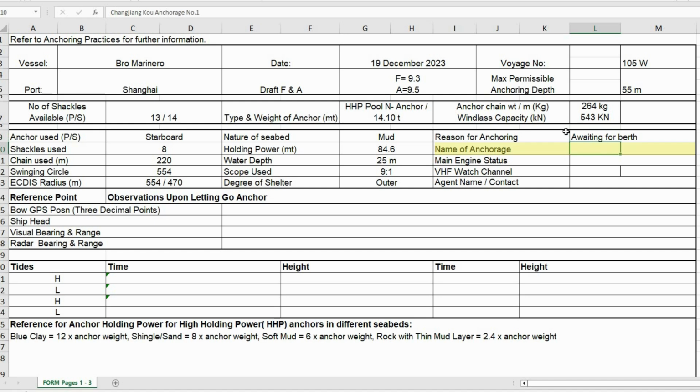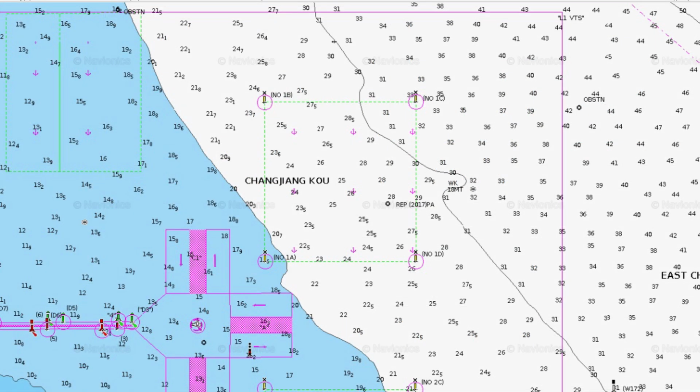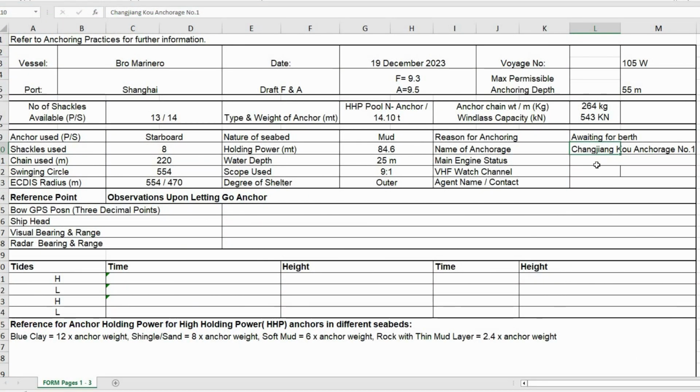Name of anchorage. Usually it's indicated on the chart. Main engine status. VHF watch channel. Usually VHF channels of the pilots and VTS. Agent name, contact. All of this information above should preferably be completed before letting go of the anchor as part of anchoring planning.